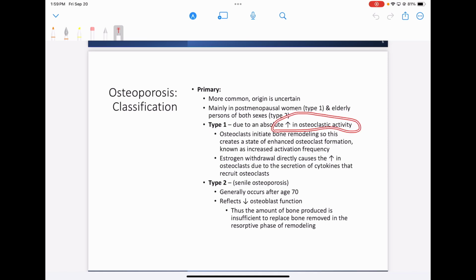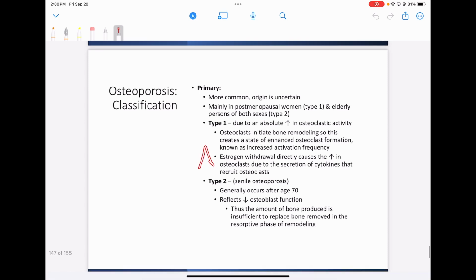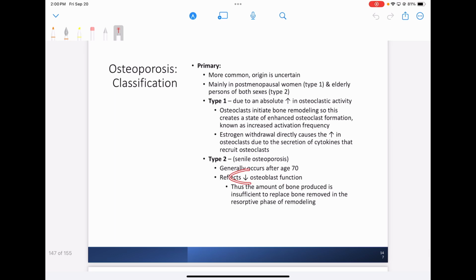increase in osteoclast activity. Okay, and this is why. Estrogen withdrawal causes the increase in osteoclasts due to the secretion of cytokines that recruit osteoclasts. That is why type 1 has to do with postmenopausal women. Type 2 is just your senile osteoporosis due to age. After age 70, and reflects decreased osteoblast function. As we get older, the cells just don't work as well as they used to, so we have decreased osteoblasts, so the osteoclast wins out, and you lose bone.